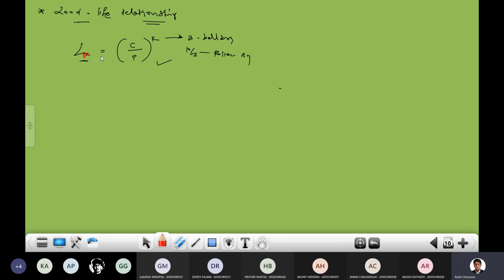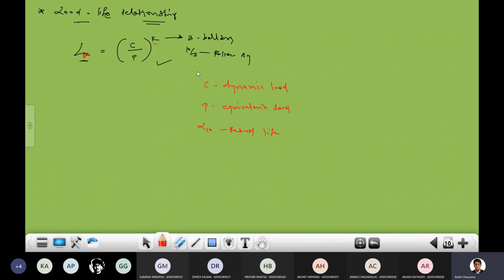Here L10 is nothing but the standard rated life. L10 is equal to (C by P) to the power K. C is nothing but the dynamic load, and this P is nothing but the equivalent load. So L10 is nothing but the rated life. ये हमने already calculate किया, rated life. So once you know this one, you can proceed with this one.